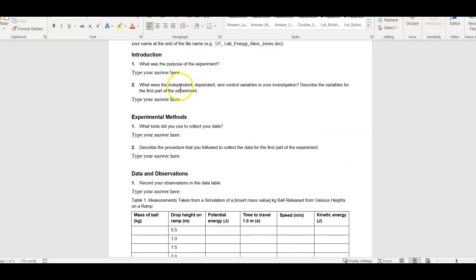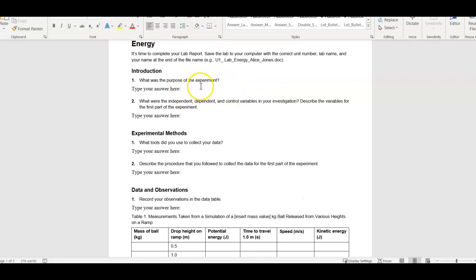And then make sure you have your variables correct. Remember, the independent variable is what we were testing. Okay, so the ramp height. The dependent variable, what were we measuring? We were measuring the speed. And the control, what things did we not change? We didn't change the size of the ball. We didn't change the ramp that we used. We did change the height, but we kept the same ramp. And we did not change the sensor. So those are the things that stayed the same.